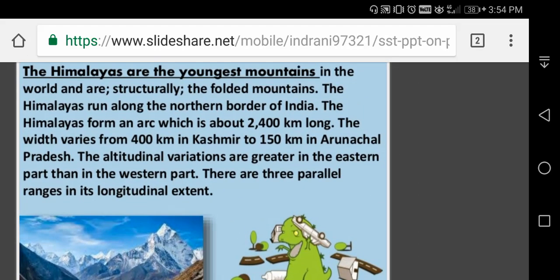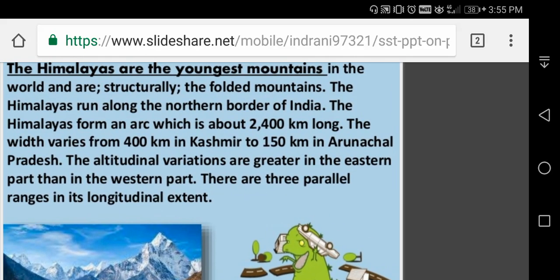The Himalayas are the youngest mountains, young fold mountains, newly formed. Okay, the recently newly formed mountains are known as young fold mountains. Himalaya is a young fold mountain. In the world, it is structurally a folded mountain. The Himalayas run along the northern border of India.